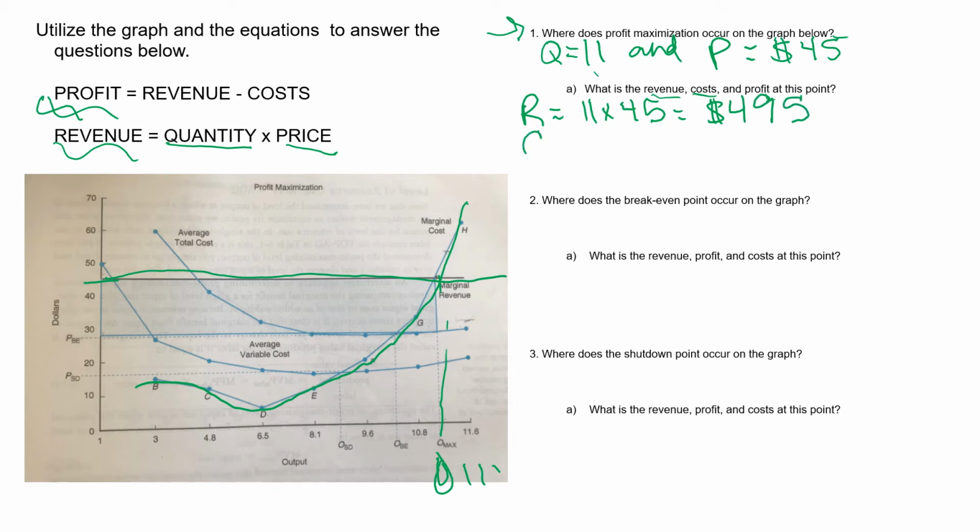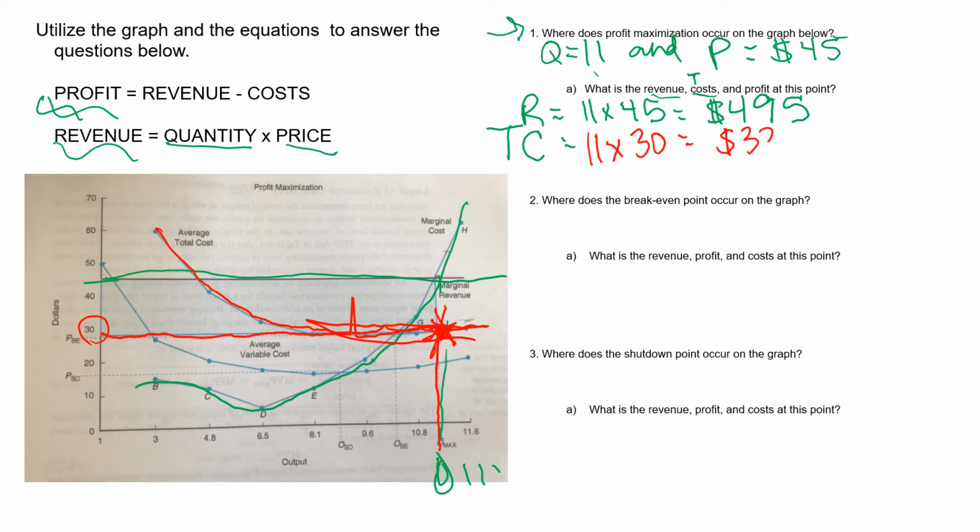The costs at this point, let's just figure out total costs. It doesn't specify variable versus fixed, so we're going to look at total costs. So the total costs at this point, at 11 units of output, we have to locate our average total cost curve. So where the average total cost curve meets with 11 units of output is right here. So we follow that over. So our total costs are about $30. Okay, so 11 units times $30 is $330.